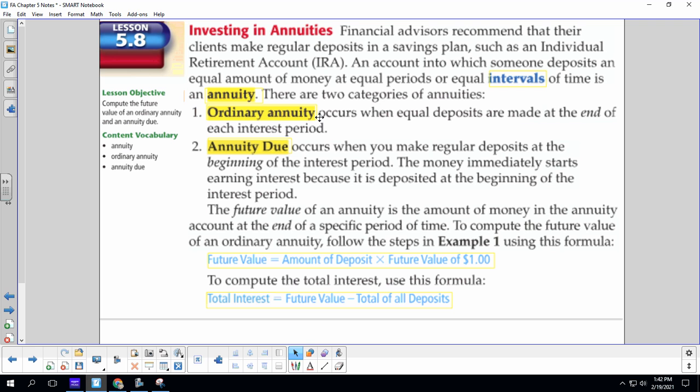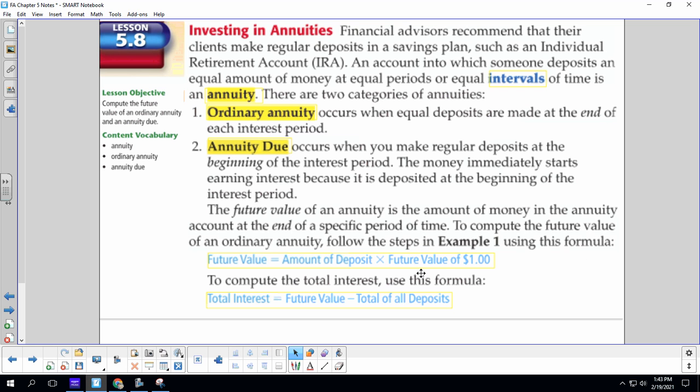There are two categories of annuities. An ordinary annuity occurs when equal deposits are made at the end of each interest period, and an annuity due occurs when you make regular deposits at the beginning of the interest period. The money immediately starts earning interest because it's deposited at the beginning of the interest period. The future value of an annuity is the amount of money in the annuity account at the end of a specific period of time. To compute the future value of an ordinary annuity, follow the steps in example 1 using this formula.